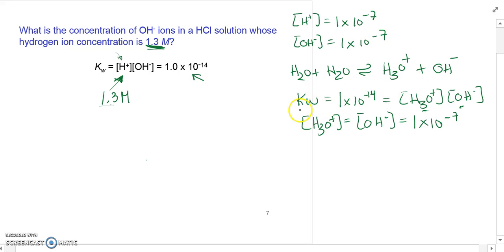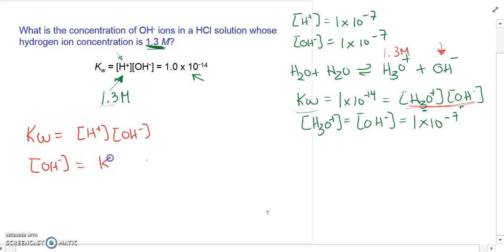In order for Kw to equal 1 times 10 to the minus 14, if this one here is 1.3 molar, this one has got to change. The concentration of OH minus has got to change because those two numbers have to multiply together to form 1 times 10 to the minus 14. So how do we figure this out? Kw is equal to the concentration of H plus times the concentration of OH minus. You can use this format or this format. It's all good.